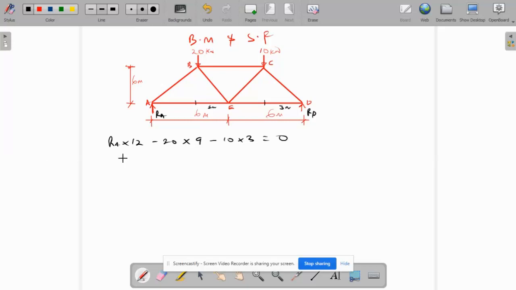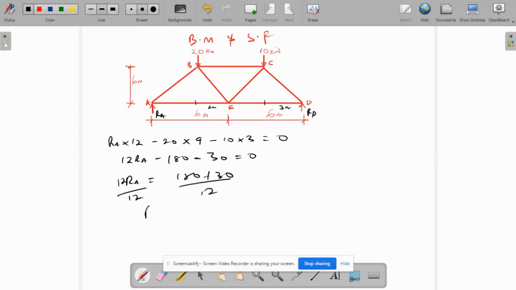So here we have 12 reaction A minus 20 times 9, which is 180, minus 30 is equal to 0. So here we have 12 reaction A equal to 180. Take this to the other side to change to plus because of the equality sign. So this one also will change to plus, which is 30. Then we divide both sides by 12.